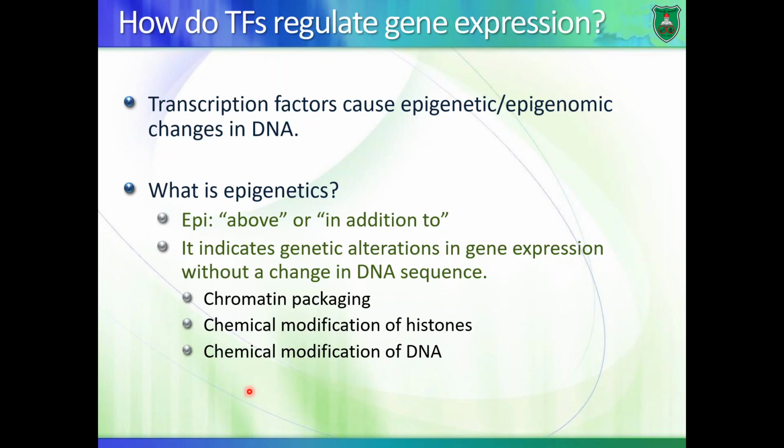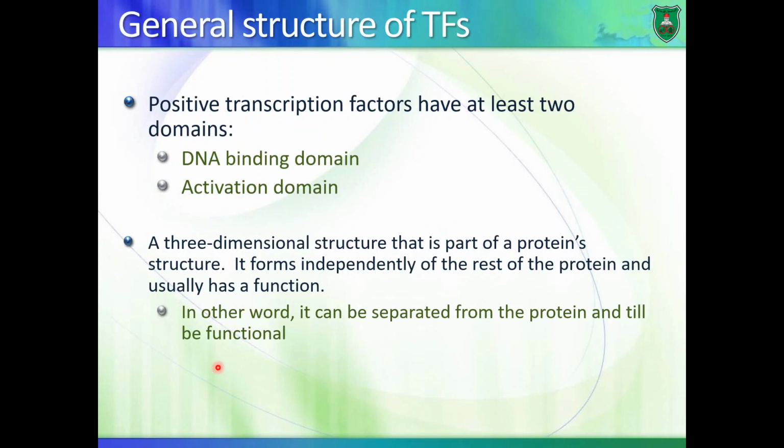Okay, so this can happen via chromatin packaging. We talked about heterochromatin and euchromatin. We'll talk about it again. There are chemical modifications of histones. We'll talk about that. Or the DNA itself, or the bases in DNA, can also be modified chemically as well. So we'll talk about all of these mechanisms.